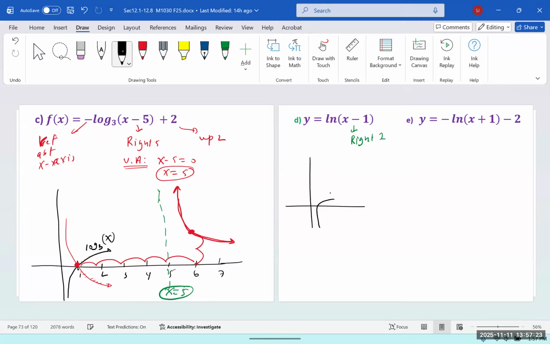This is the normal ln of x. It has x-intercept 1 and goes to the right. So here, ln of x minus 1. And you have to indicate its asymptote. What is its vertical asymptote? X minus 1 equals 0, so x equals 1. This line, x equals 1, is your vertical asymptote. If you erase the original graph, you can see the vertical asymptote clearly.